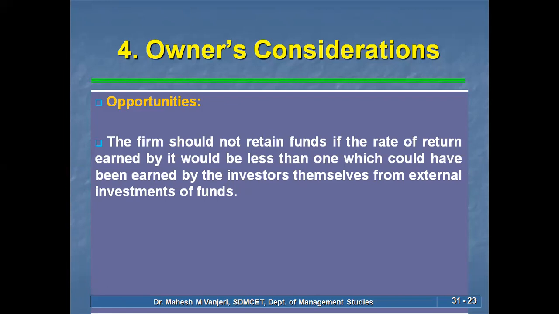Under circumstances where these equity shareholders have other investment opportunities, and by investing there they can earn a higher rate of return than this company's return on investment, then the company should not retain dividends. They should distribute the dividends to the equity shareholders. These equity shareholders will invest in other more profitable investment projects. So overall, the wealth of the shareholders will be maximum. That is the goal in the end.